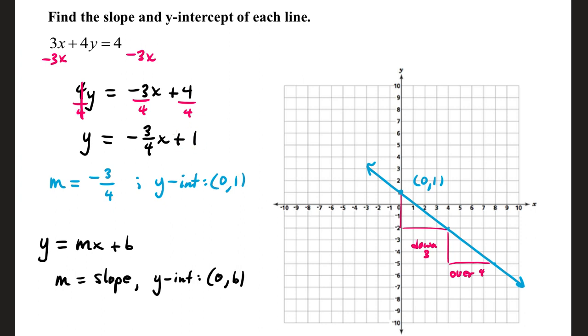Let's plot. Your y-intercept is at (0, 1), and your slope of -3/4 says we're going to fall 3, run 4. If you do that over and over, you will always find a point on this line. Connect your points with the line, and you've got your graph.